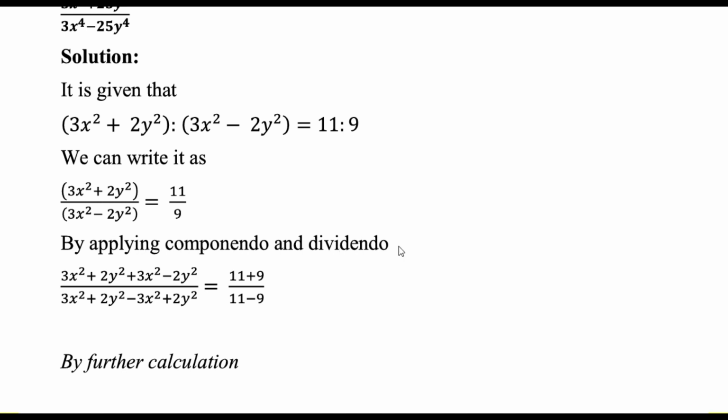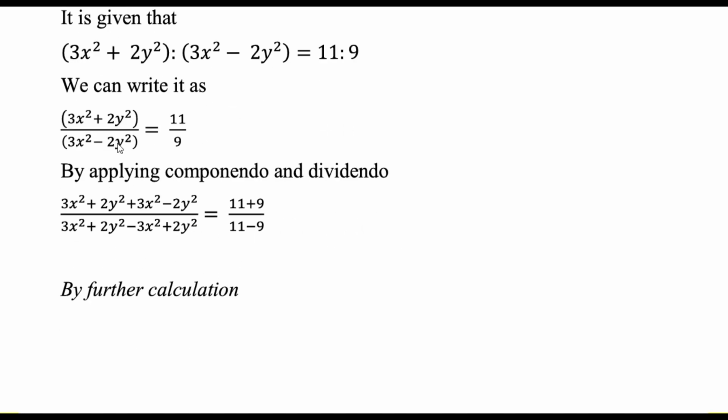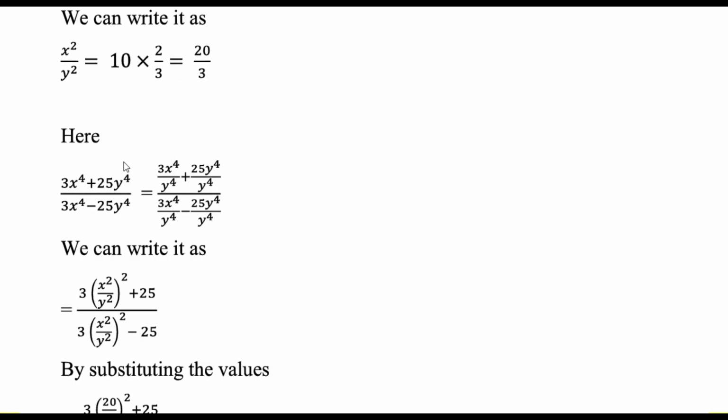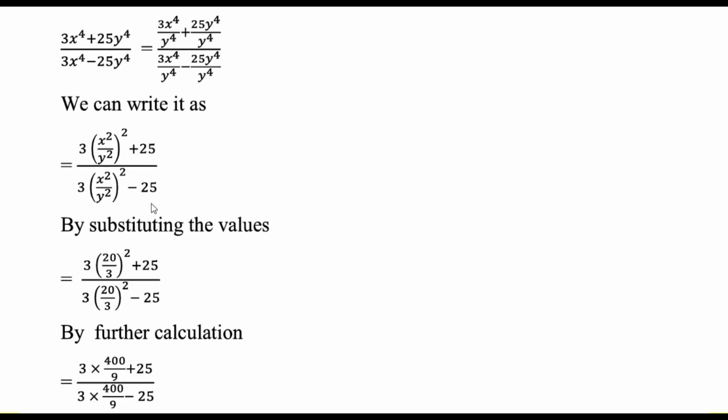After applying componendo and dividendo, this one plus this one divided by this one minus this one is equal to 11 plus 9 divided by 11 minus 9. That is the funda of componendo and dividendo. After that, a little bit of calculation, you are getting y square by x square by y square is equal to 20 by 3. Now write it, divided by 3x to the power 4 by y to the power 4, divide by y to the power 4, you will get this one.